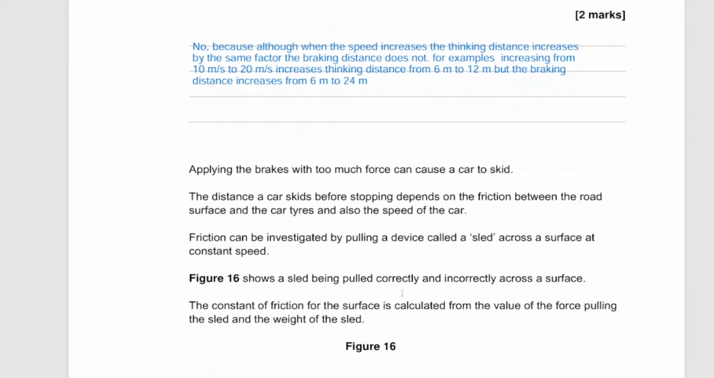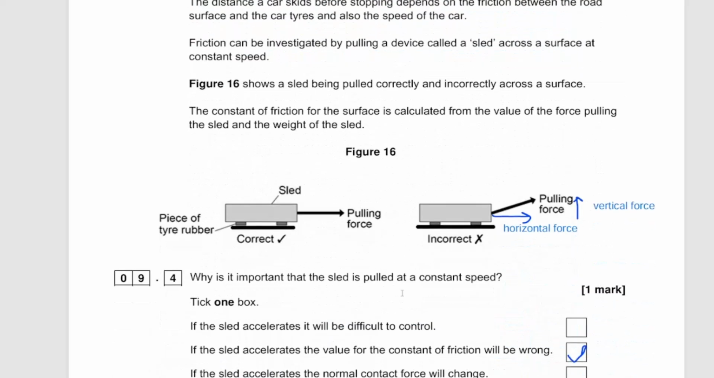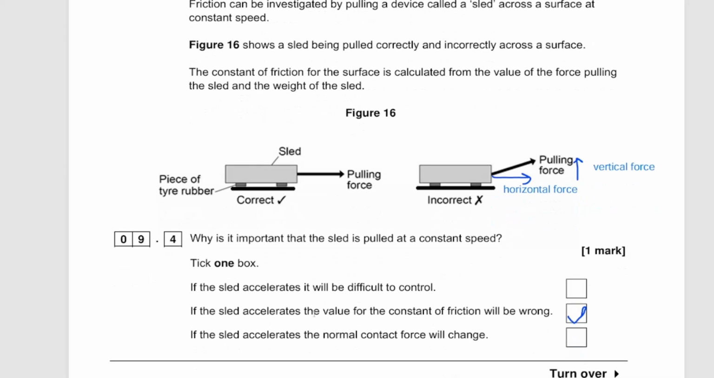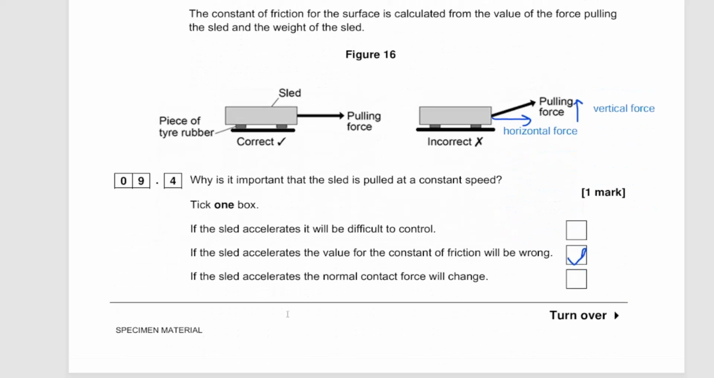Then we're shown a bit of preamble. Applying the brakes with too much force can cause a car to skid. Figure 16 shows a sled being pulled correctly and incorrectly across the surface. The coefficient of friction for the surface is calculated from the force pulling the sled and the weight of the sled. Why is it important the sled is pulled at constant speed? If the sled accelerates, the value for the coefficient of friction will be wrong. Now you may not be able to work that out just from the question, however the other options will either have no effect on the experiment or just aren't true. So that's the only possible result that could be correct.